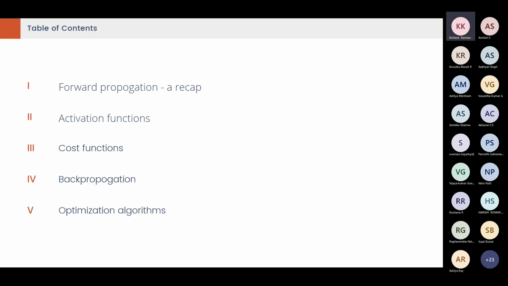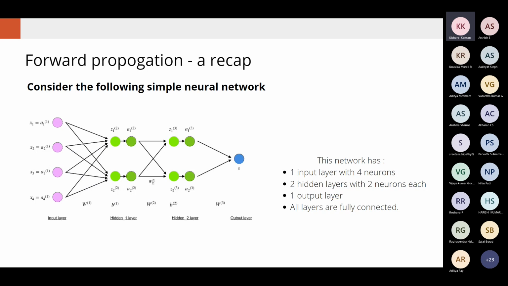Okay, so going to forward propagation, let's have a small recap. Consider this small neural network. Here I have 4 layers: this one is the input layer, and we have 2 hidden layers in green, and then one output layer.